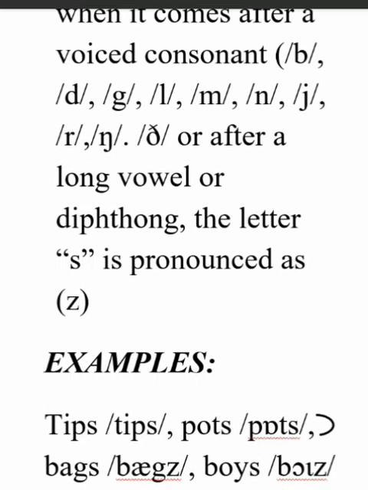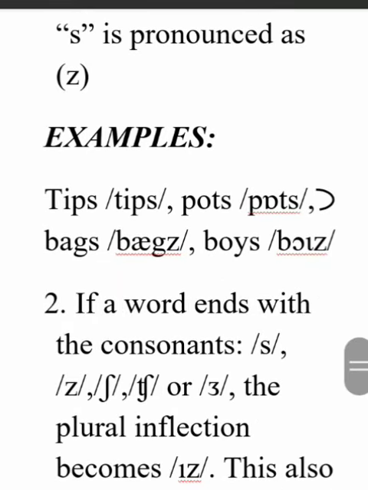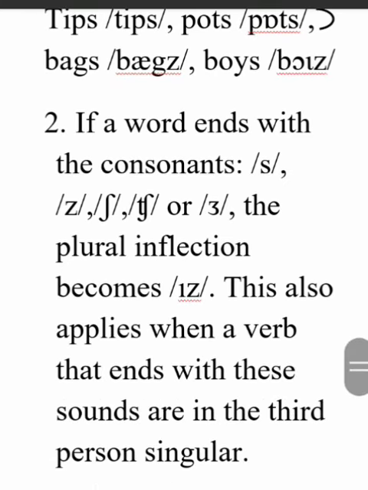2. If a word ends with these consonants, the plural inflection becomes /is/. This also applies when a verb that ends with these sounds is in the third person singular. Examples: bushes, churches, rushes.